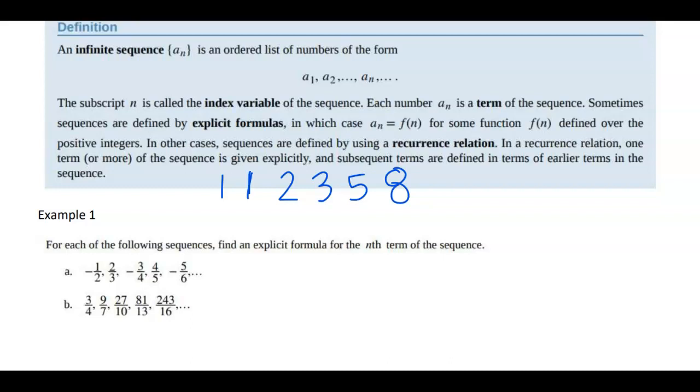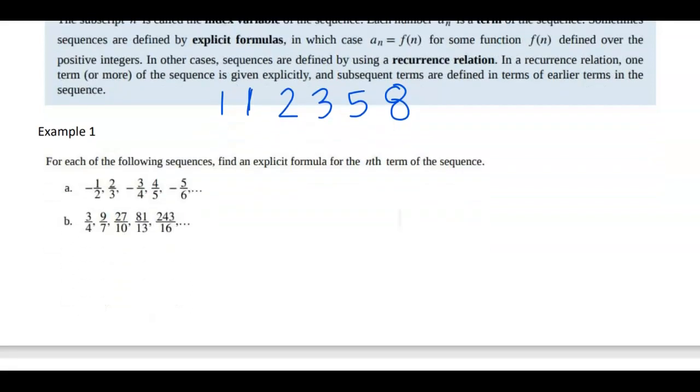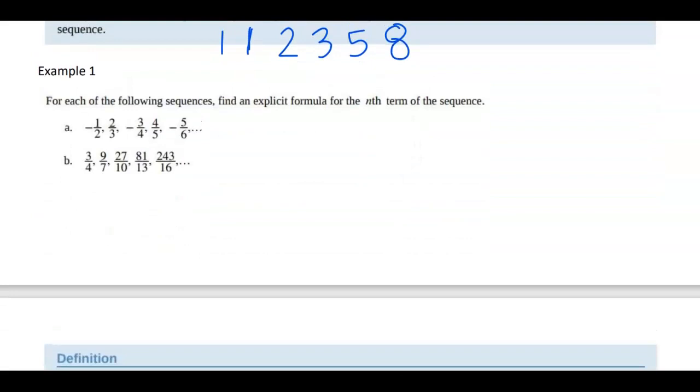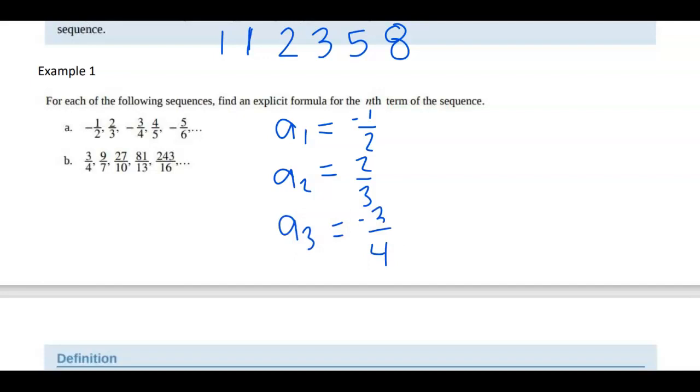Okay, so let's look at these examples. For each of the following sequences, find an explicit formula to find the nth term of the sequence. I'm going to list out here: A1 is negative 1/2, A2 is 2/3, A3 is negative 3/4. This way I'm going to try to figure out what the pattern would be.